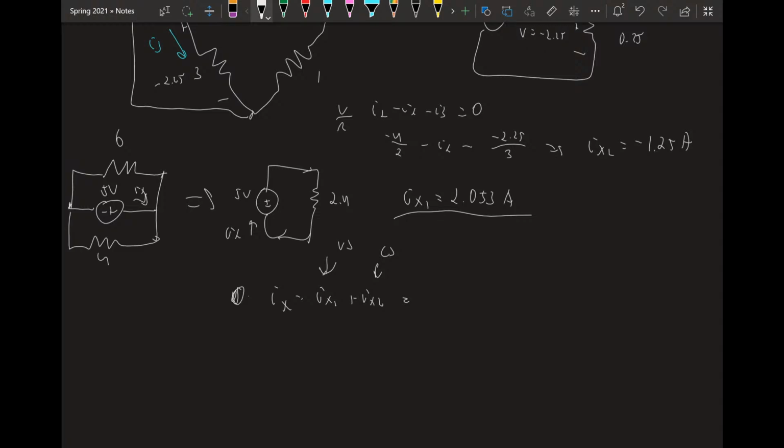2.053 minus 1.25 equals 0.8333. That's the answer. All right, so that's superposition. Deactivate sources, then solve for it in any way you already know how to, and then add your answers all up to get the actual true answer of the whole circuit with everything applied. Okay, let's move on. The last topic, I guess.